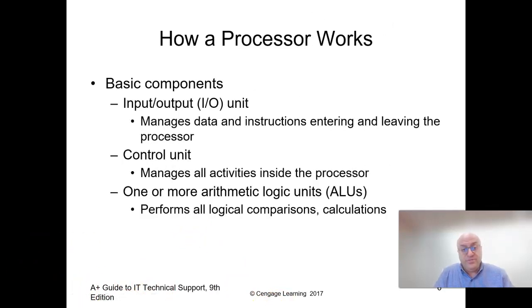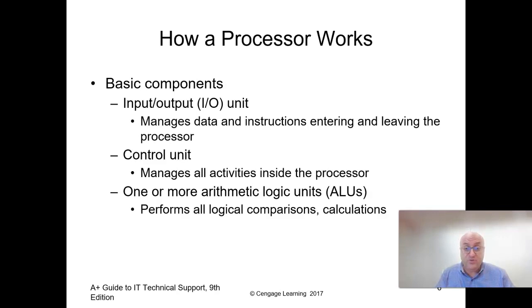The basic components in the processor: we have input output, we have a control unit, and we have the ALU, which is the arithmetic logic unit, a very important part of the computer. Input output: every data comes through the computer. We have the data input and output. In the basic computer diagram, the computer consists of input data, then processing, then output results. If you remember this architecture, how does the processor manage this data, the instructions entering and leaving the processor?